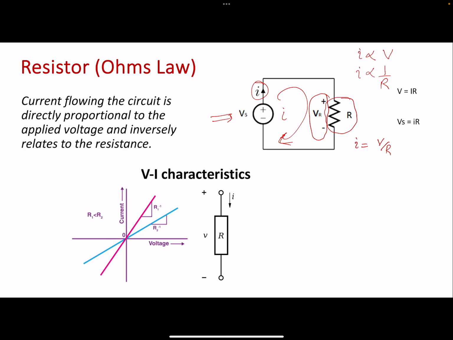Interestingly, the higher the value of the voltage, the higher the value of the current. The lower the value of the resistance, the higher the value of the current, right? Another interesting thing is a resistor and its VI characteristics. For example, here's a resistor, you apply a voltage here, and a current will start to flow. So you can plot it in the form of VI characteristics.